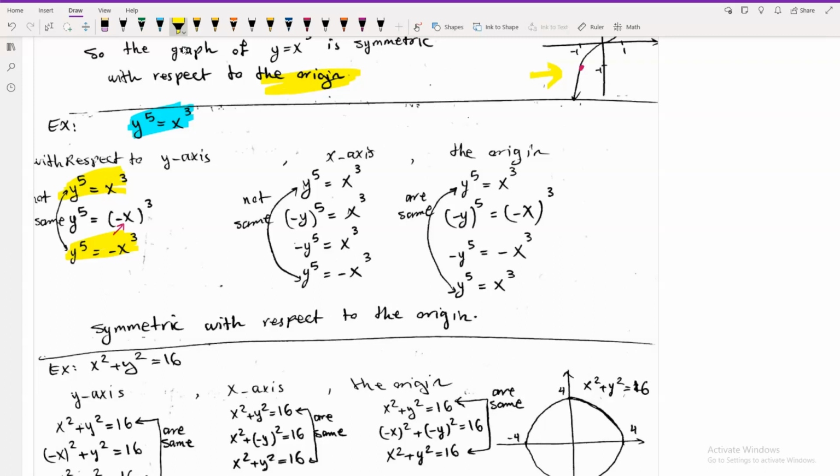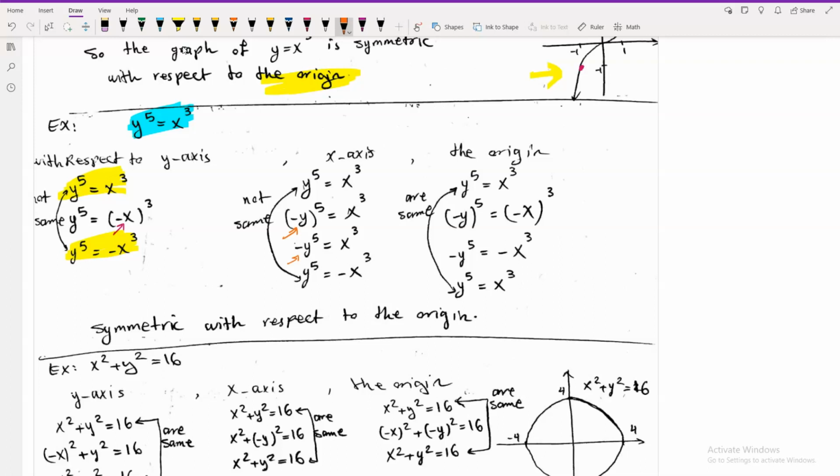Now for the x-axis, we have to use negative y instead of y. So negative y to the 5th power is equal to x cubed. That means here we have negative y to the 5th power equal to x cubed.